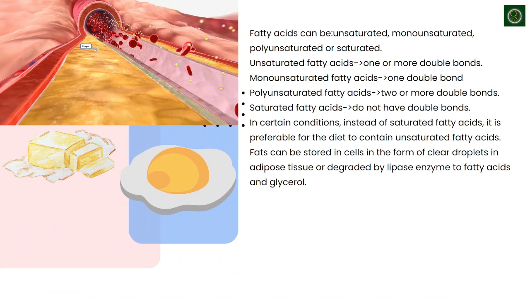Fatty acids can be unsaturated, monounsaturated, polyunsaturated, or saturated. Unsaturated fatty acids have one or more double bonds. Monounsaturated fatty acids have only one double bond, and polyunsaturated fatty acids have two or more double bonds. Saturated fatty acids do not have double bonds. In certain conditions, instead of saturated fatty acids, it is preferable for the diet to contain unsaturated fatty acids.